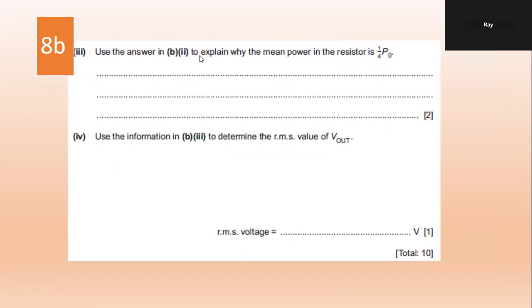Use your answer in B to explain why the mean power in the resistor is a quarter P naught.